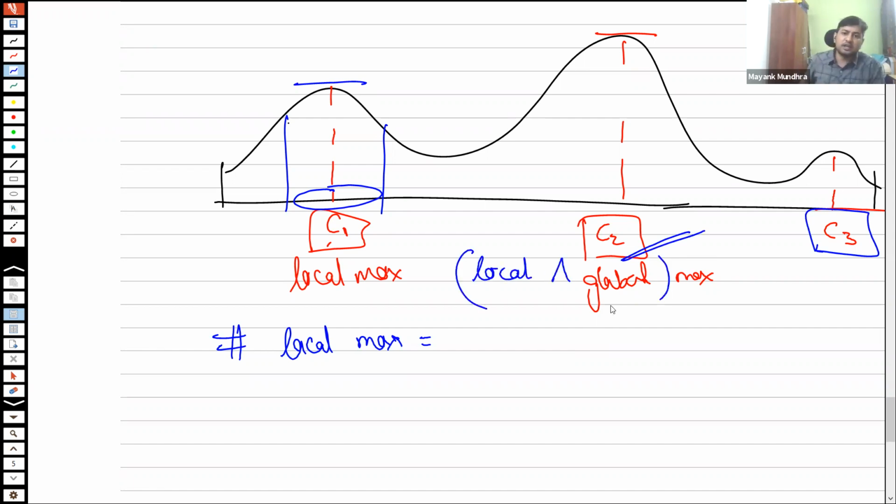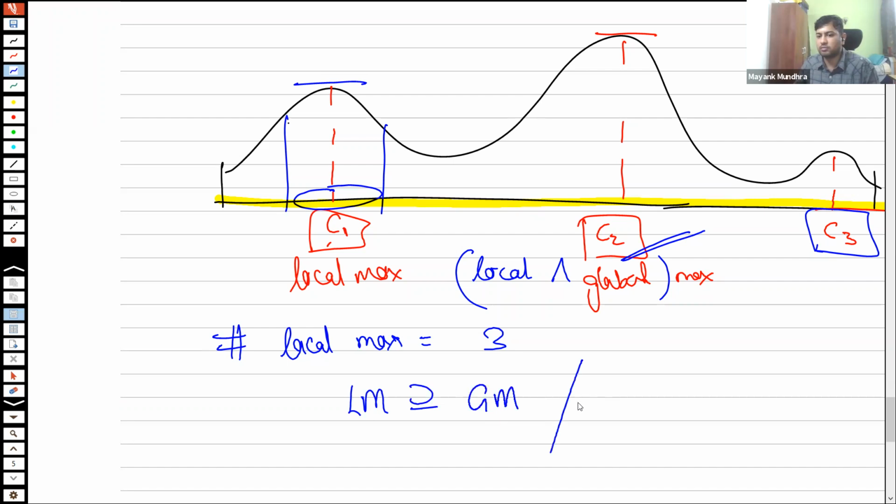Okay, so this is one mistake that you might make sometimes, that a global maximum is also a local maximum. In its vicinity, it's still the highest point. It's another matter that it's the highest point over the entire domain, but it is also a local maximum. So the number of local maxima is going to be 3. So the set of local maxima is always going to be a superset of global maxima. Or if you don't know supersets, then the set of global maxima is going to be a subset of local maxima.